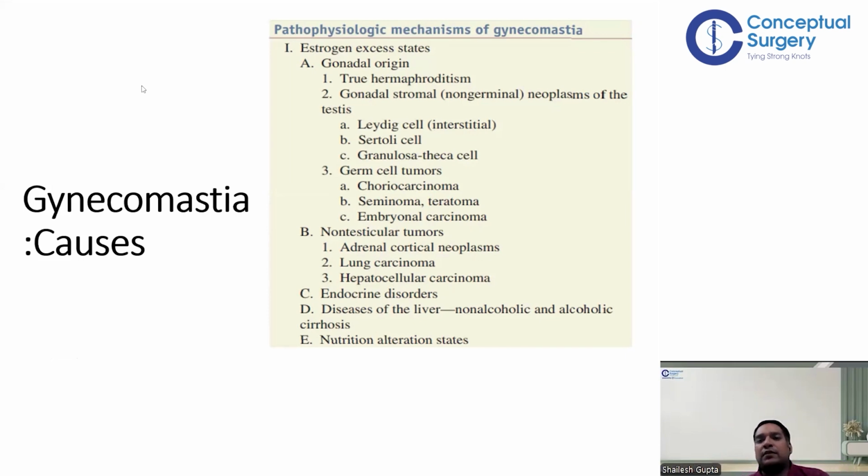So first of all, I'm going to discuss the causes in which estrogen is higher. Higher estrogen could be due to gonadal origin, which could be found in true hermaphroditism. It could also be seen in gonadal stromal neoplasm of the testes, that is non-germinal, which could be Leydig cells, Sertoli cells, granulosa theca cells. Apart from non-germ cells, there are also germ cell tumors that lead to increased estrogen secretions. Germ cell tumors like choriocarcinoma, seminoma, teratoma, embryonal cell carcinoma can also lead to increased estrogen.